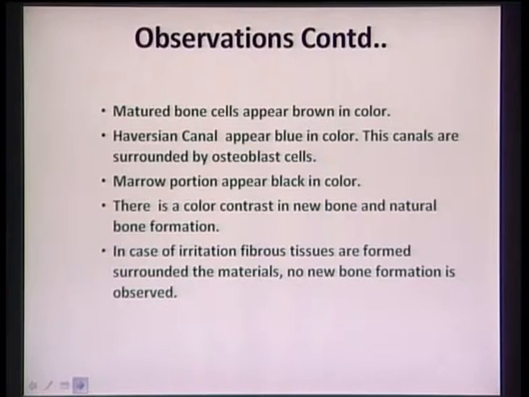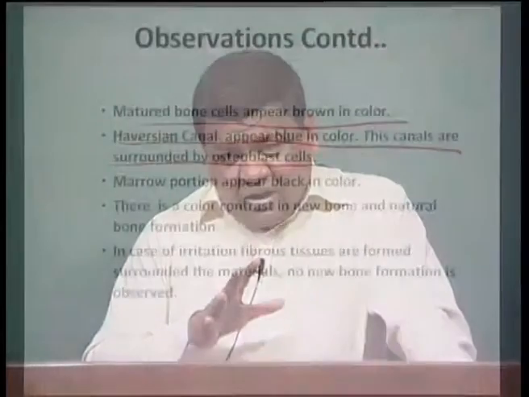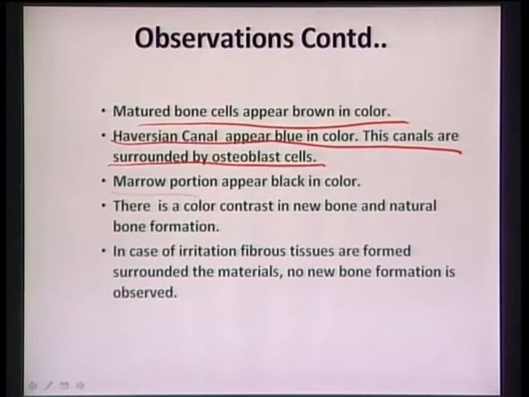Then matured bone cells appear brown in color. If you look at matured osteoblast cells, you see different colors, and the Haversian canal appears blue in color. These canals are surrounded by osteoblast cells. Now what is a Haversian canal? A Haversian canal is more or less a cylindrical channel through which nutrients and blood and food are supplied to the cell. Marrow protein appears black in color.